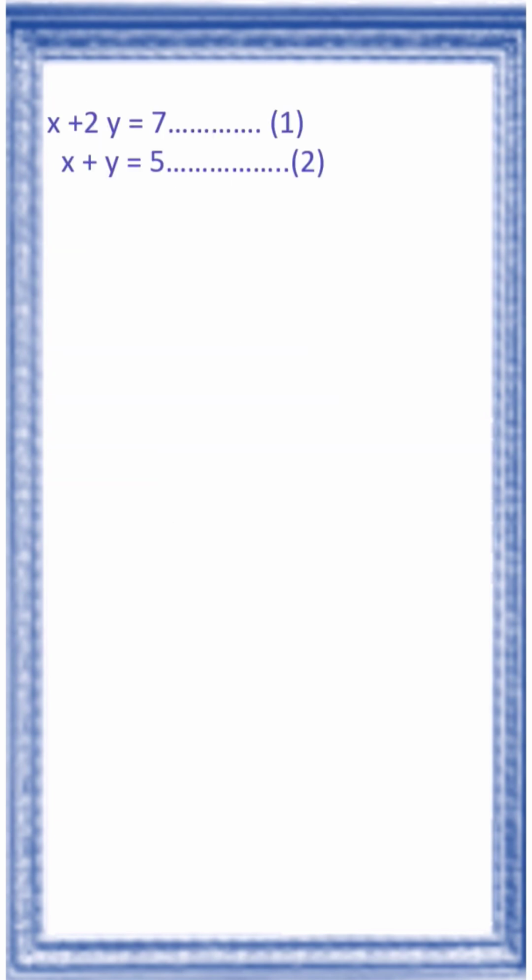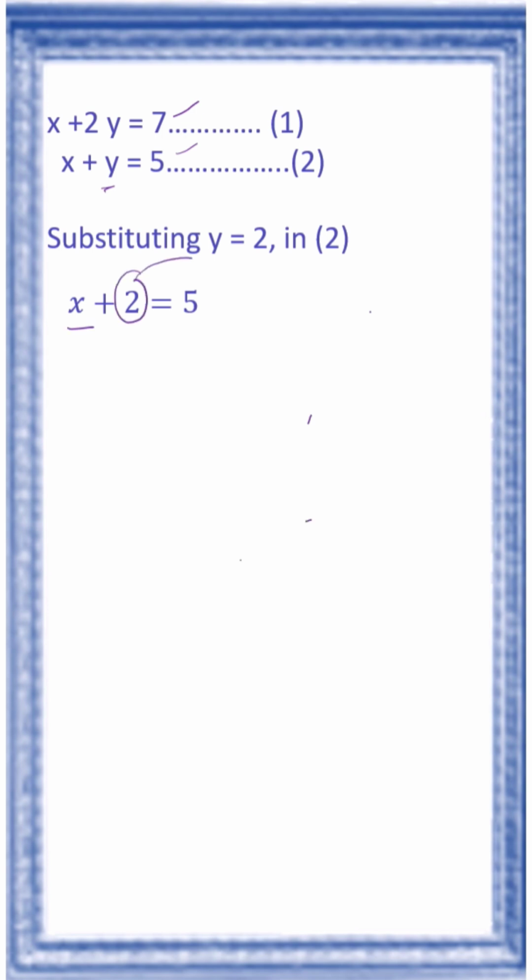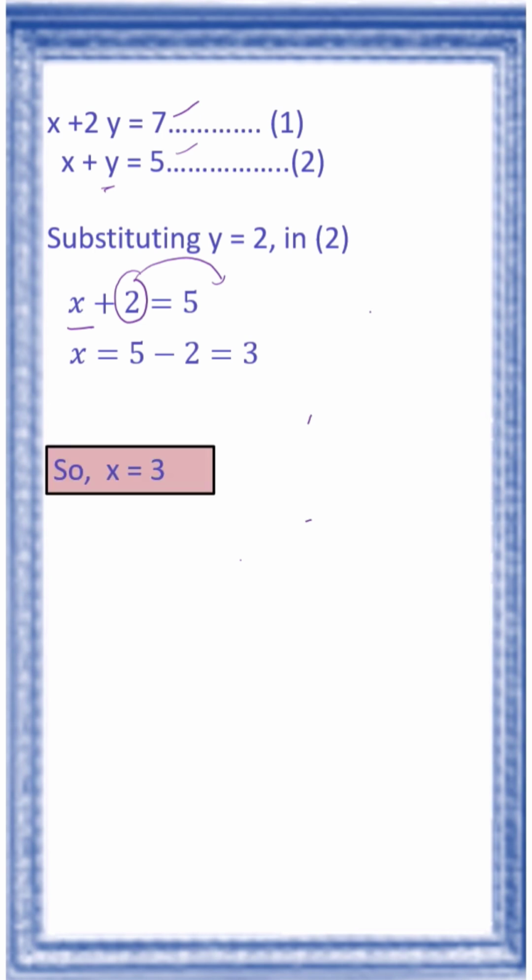Now put the value of y is equal to 2 in equation 2. You can substitute in any one of it, but this is easy, no? So x plus 2, instead of y you have to put 2, is equal to 5. X is equal to, transpose 2 to this side, x is equal to 5 minus 2, that is equal to 3. So x is equal to 3. Y is equal to 2. X is equal to 3.